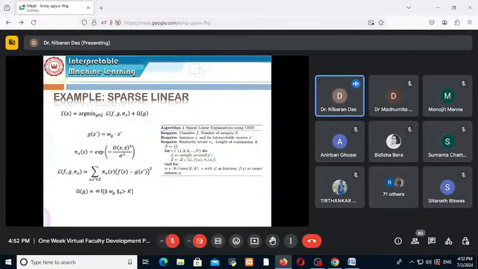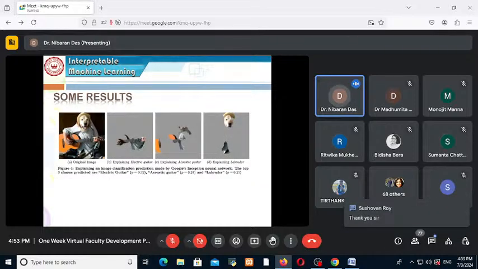So, a sparse linear classifier, given the number of samples, instance X and its interpretable version X dash, similarity kernel pi X, and length of the explanation K. So we'll get this one Z, and sometimes if the number of features is high compared to the number of samples, in that case you could use K-lasso to select K features using the lasso method as described earlier. So some results of LIME, you may notice: explain acoustic, explain labrador.